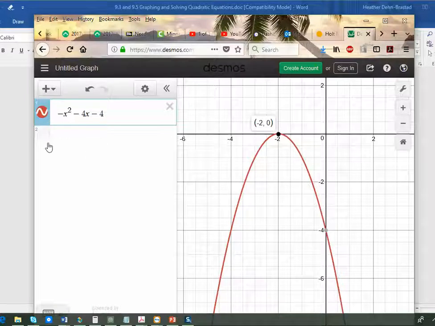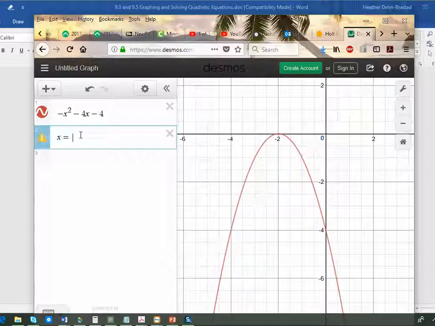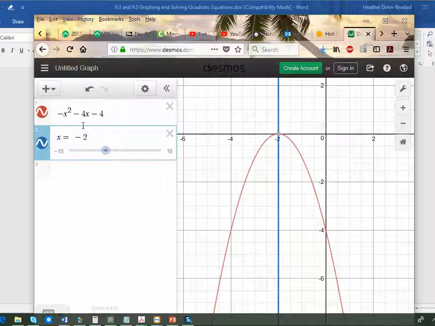It also asked me for the axis of symmetry, which will be this straight up and down line. You can even graph that in Desmos. It would be x equals -2. There's the axis of symmetry. I'm also supposed to find the zeros, but there's only one zero, and it's right there. So I've got that part done. Was there anything else I needed to find?